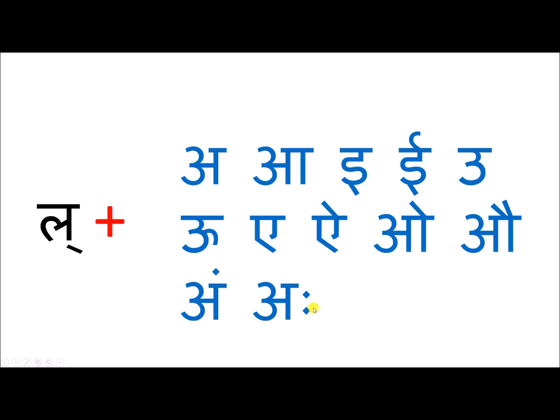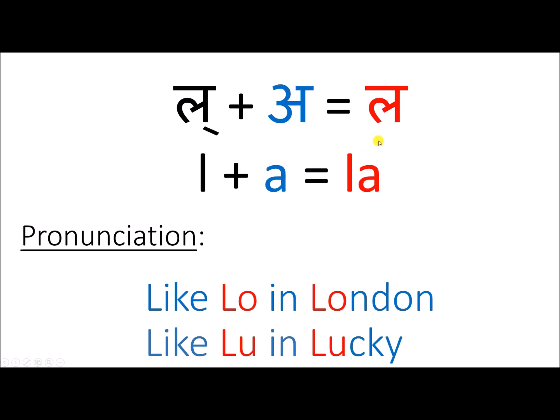Let us start with the first sound, which is L. You get this sound when you add L to A. L plus A equals L. And L is pronounced like LO in London, and like LU in lucky. Let us see how to write L.